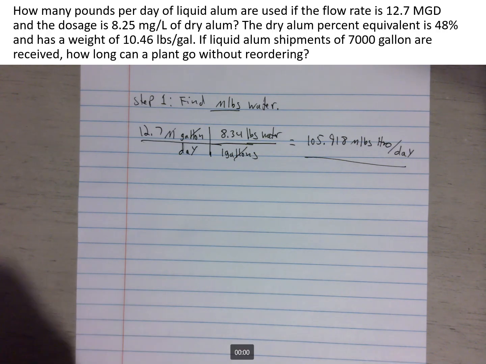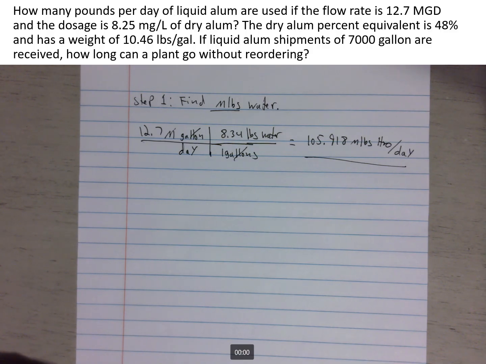And this problem statement is a two-part problem. The first part asks how many pounds per day of liquid alum are used if the flow rate is 12.7 million gallons per day, and we're given a dosage of 8.25 milligrams per liter of dry alum. So in this problem, our product, or our mixture, is the liquid alum. Our pure is the dry alum, and that comes in handy when we use the percentage given in the problem statement.